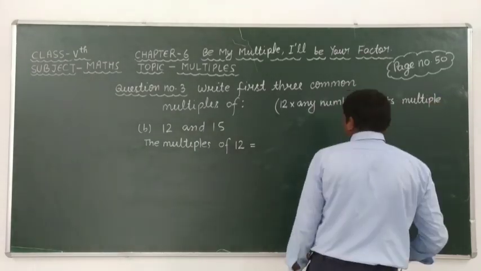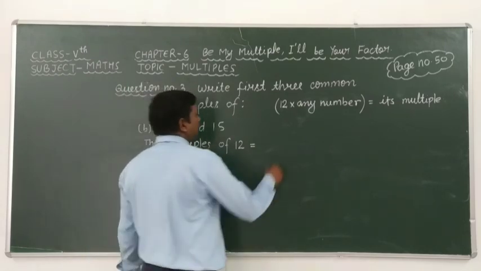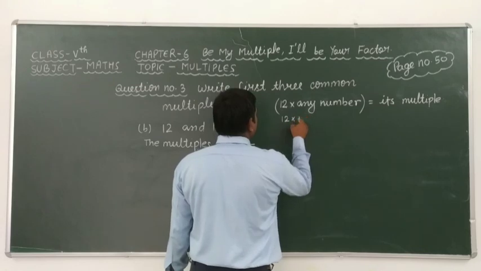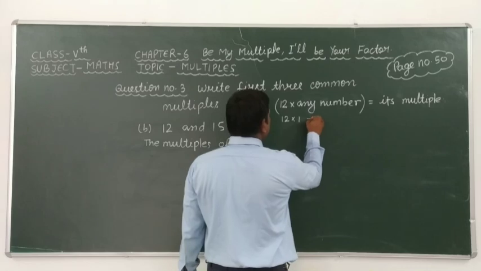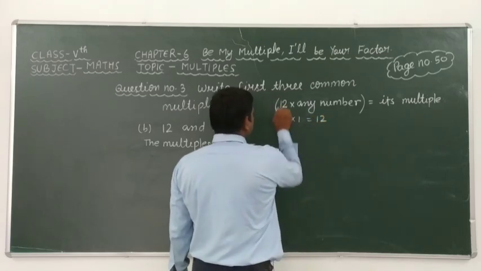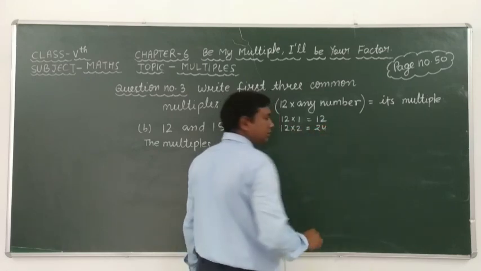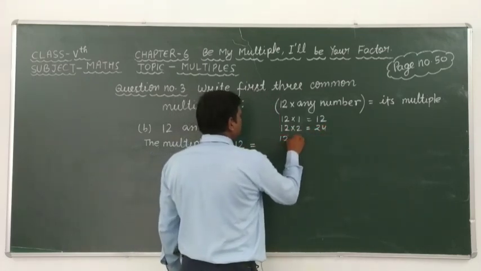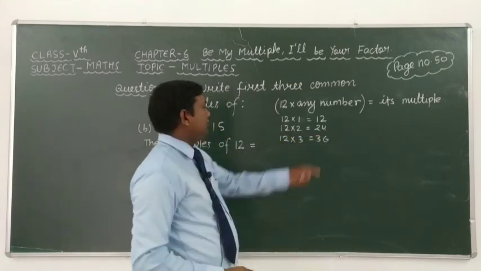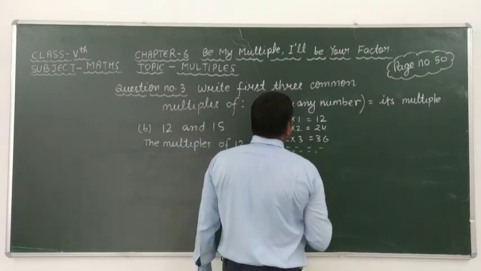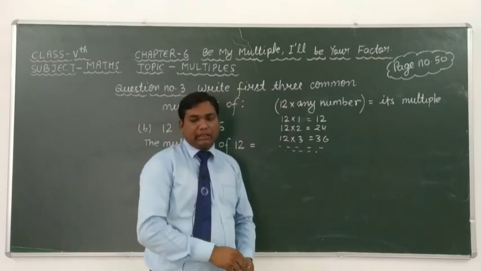Then we get its multiple. Firstly, we have to take the multiplication by 1 in the given number, then we get its multiple. It means that 12 1s are 12, so 12 is a multiple of 12; 12 2s are 24. Similarly, 12 3s are 36. Students, similarly we can write all multiples by multiplying 12 by any other number.